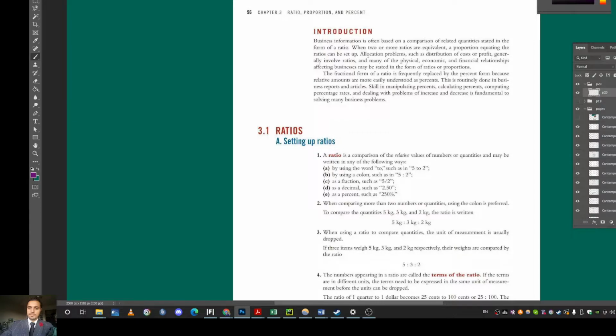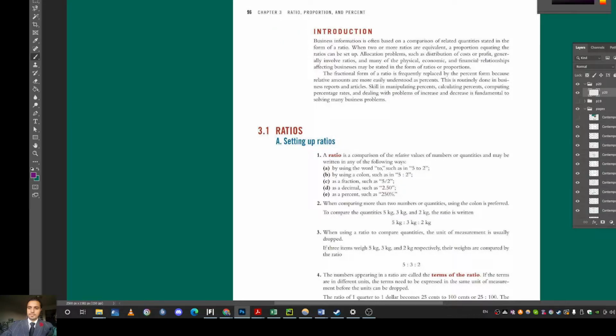Now, he's talking next. He says that when two or more ratios are equivalent, a proportion equating the ratios can be set up. So we can talk about a proportion that shows how they're related and how they're equated. This is also useful in allocation problems, as we did some last semester, and we're going to encounter some more this semester. Allocation problems, such as distribution of costs or profit, generally involve ratios. So are you going to distribute costs? You're going to distribute profit. We looked at some examples in our last big case that we did in our study.